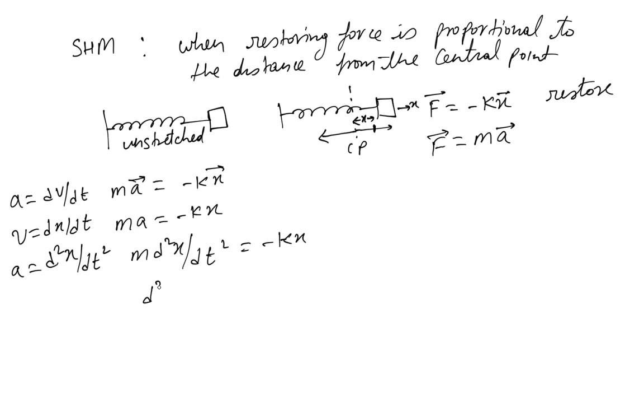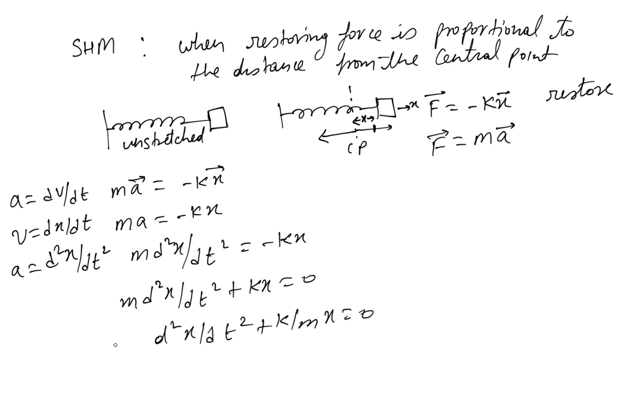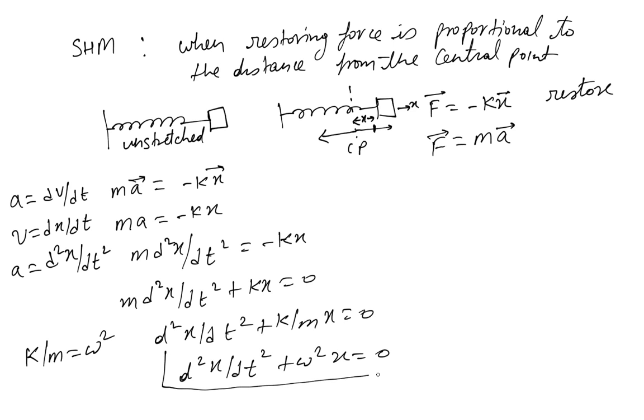and that gives you d square x over dt square plus kx equals 0, which means d square x over dt square plus k over m x is 0. Now you can define k over m as omega square, and you get this as your differential equation. This is the differential equation which this system is following. And any system that follows this differential equation is called simple harmonic motion.